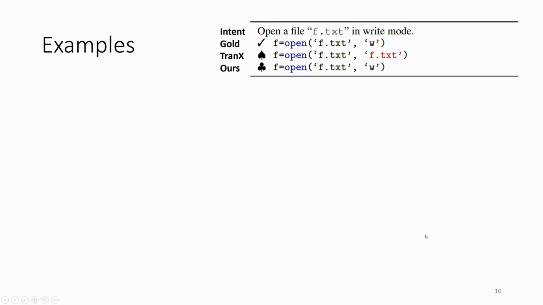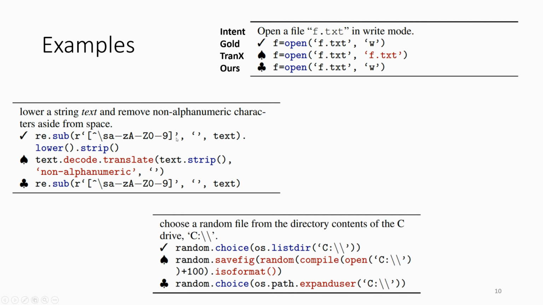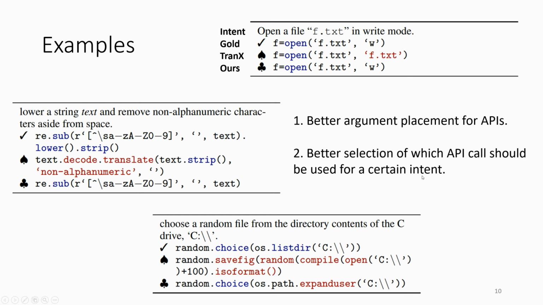Let's take a look at several generated examples here. For example, open a file f.txt in write mode. We can see that our proposed model can correctly use the w argument. In other more complex cases, we can see that the existing model struggles to get the correct API generated. In our case, we can use re.sub and random.choice, which might be learned from the API documentation as well as the mined data. You can see that in general, we have better argument placement for APIs and a better selection of which API call should be used for a certain intent.